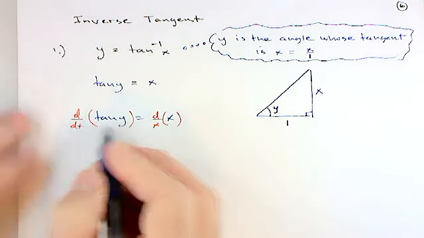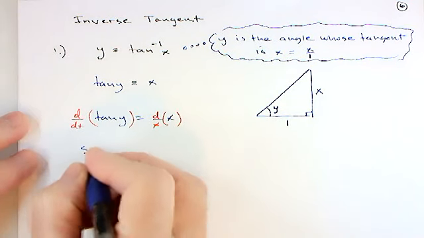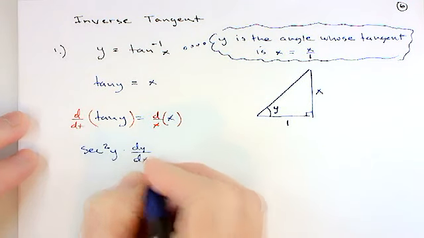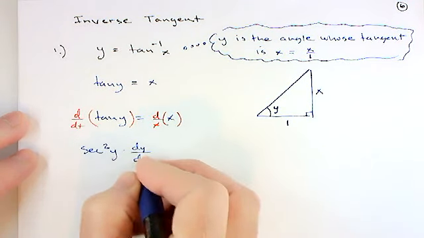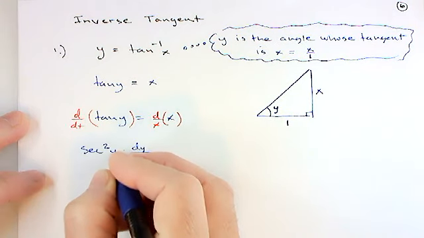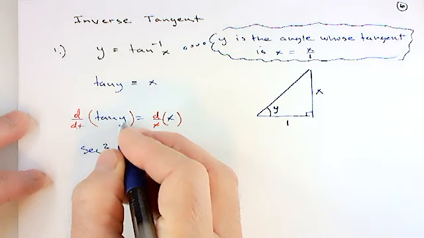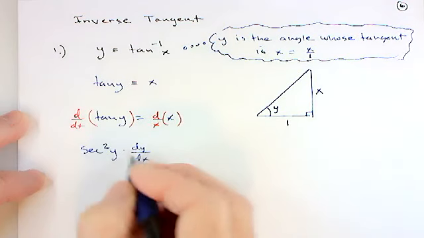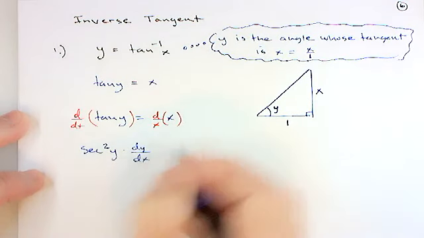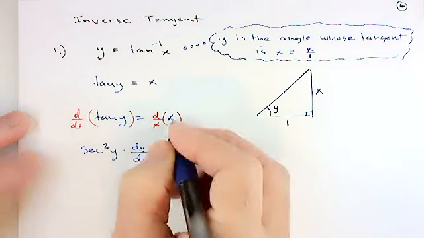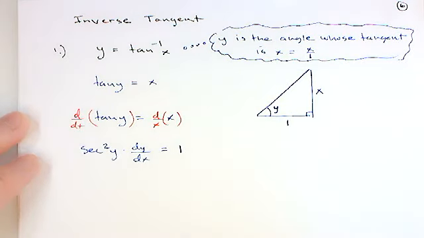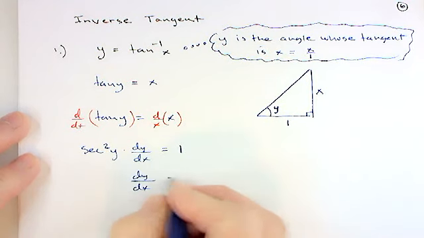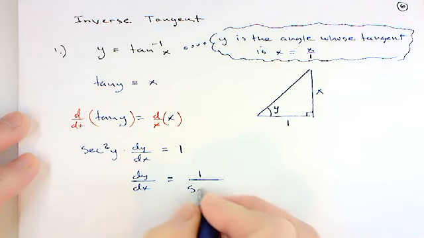The derivative of tangent of y with respect to x would be secant squared of y. We always have to tag on dy dx, because the derivative is with respect to x. Also remember that y is representing some function of x. In fact, y literally equals the inverse tan of x. So that's why we're multiplying by the derivative of the inside. And the derivative of x with respect to x is just 1. If I solve for dy dx, I get dy dx is equal to 1 over secant squared of y.